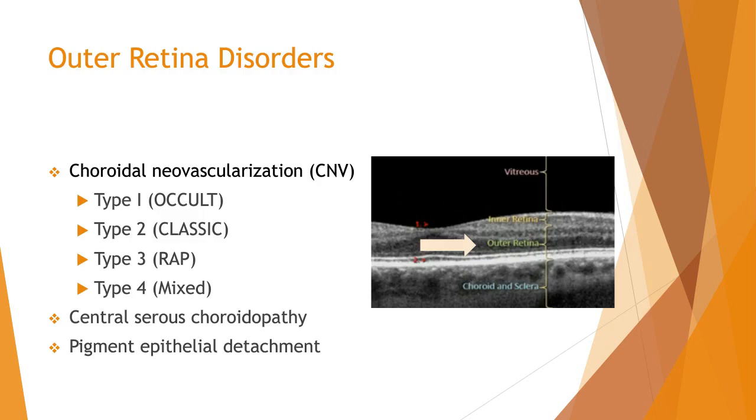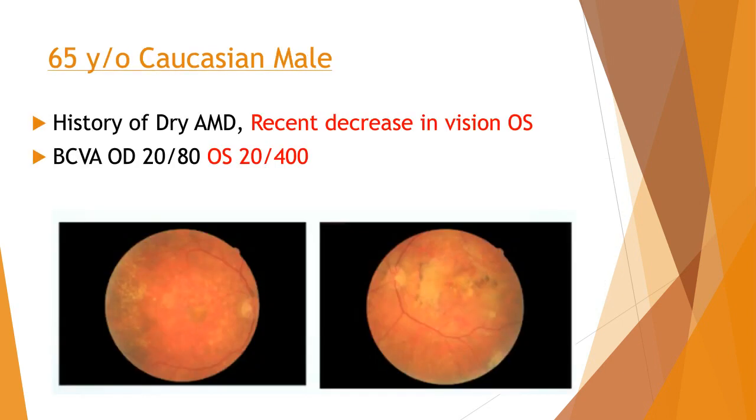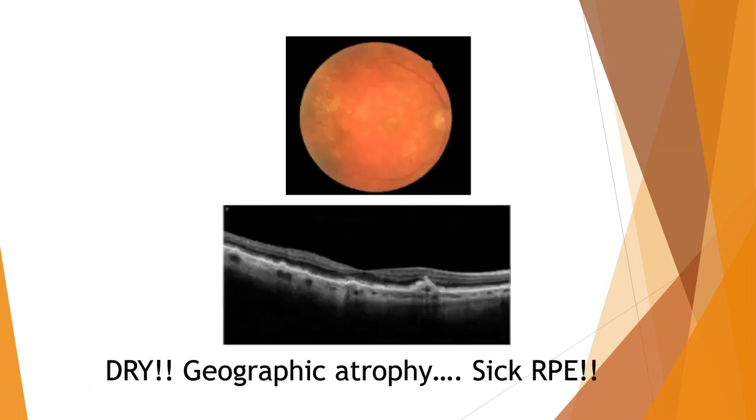So there are essentially four types of choroidal neovascularization. I'm going to try to show an example of each, then we'll talk about CSR and then PED. So this is a 65-year-old Caucasian male who had a history of dry AMD. He came in presenting with decreased vision in his left eye that was only correctable to 20/400.